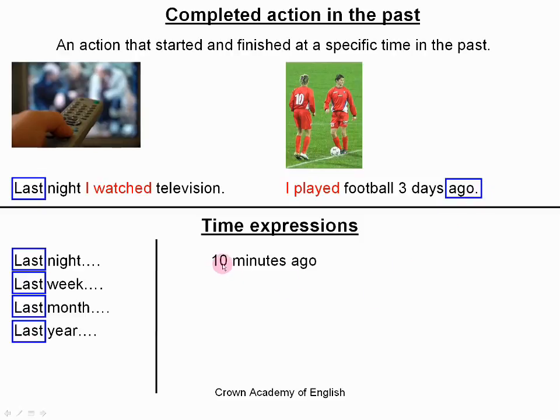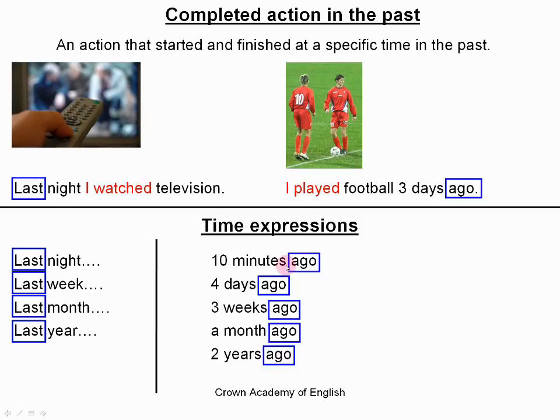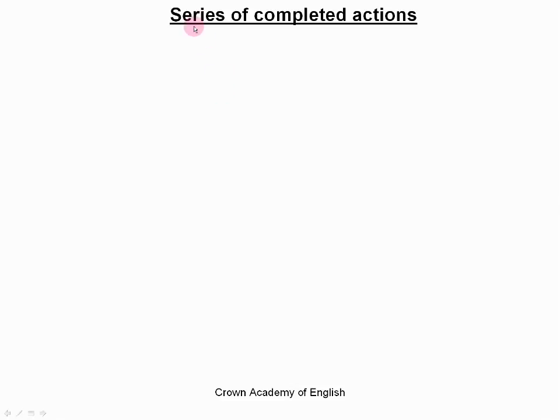And for ago, we can also say 10 minutes ago, 4 days ago, 3 weeks ago, a month ago, 2 years ago. Okay, so very, very useful expression. And of course we can say yesterday. That is also a time expression for the past. And we also use the past simple to describe a series of completed actions.